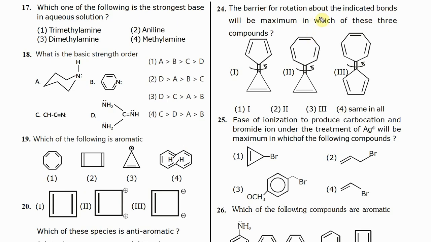The barrier for rotation on the indicated bonds will be maximum. The barrier will be maximum when it is a double bond. They have drawn everything like a double bond, but not really. This bond can go here. If it goes here, you get a minus sign here, plus sign here. This is aromatic, this is aromatic. So this is going to be a single bond character. There will be partial double bond character. It won't be exact double, it won't be exact single, it will be in between. Same thing here. It becomes aromatic, sorry, not this way.